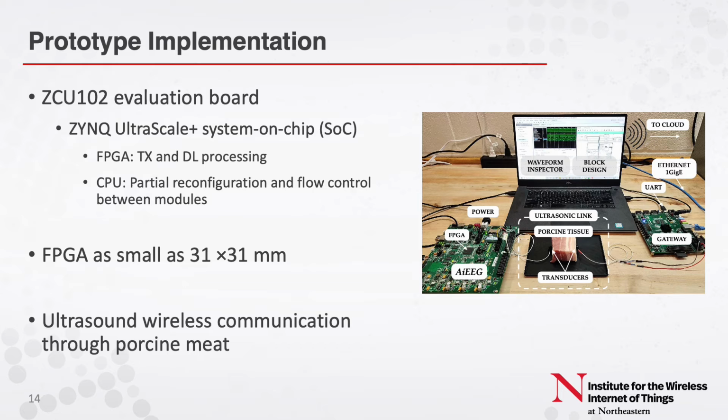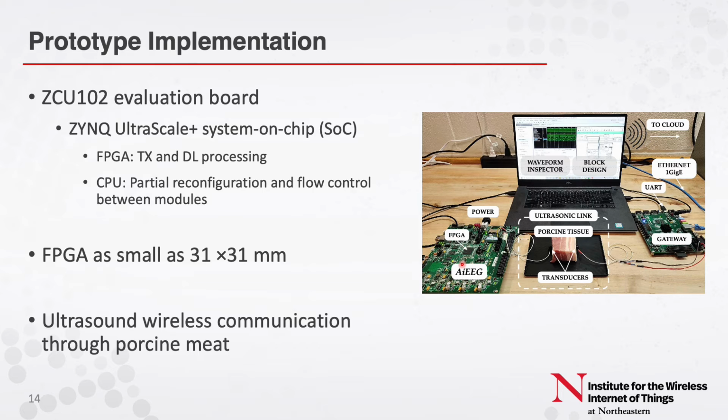And we can start off by talking about the prototype itself. More specifically, we use the ZCU102 evaluation board to house AiEEG, and it uses a Zynq UltraScale+ SoC, system on chip. And SoC basically just means it has an FPGA and a CPU. The FPGA deals with the TX chain and the deep learning processing, and the CPU is what handles the reconfiguration and also the flow control between different modules.